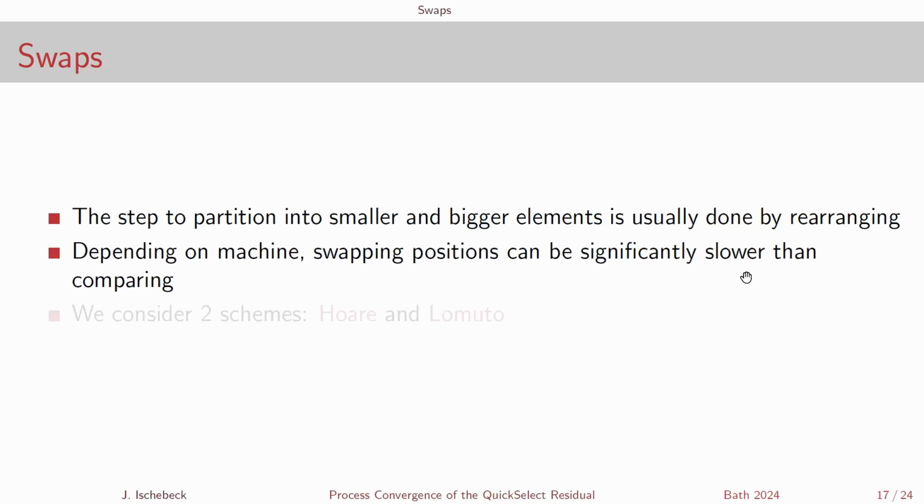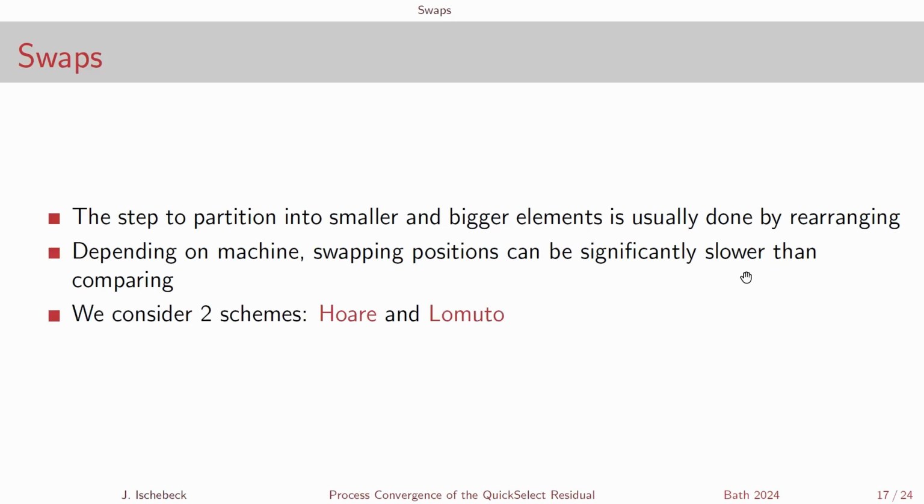And as another application, we wanted to consider other cost measures. So you see, in each step of quick select, we compare everything, and then we sort into smaller and bigger elements. And the sorting is usually done in place. That means that we have to swap elements around, swap smaller elements to the left, bigger elements to the right. And swapping can be considerably more time intensive than comparing. Let's say because we have indirection on memory.